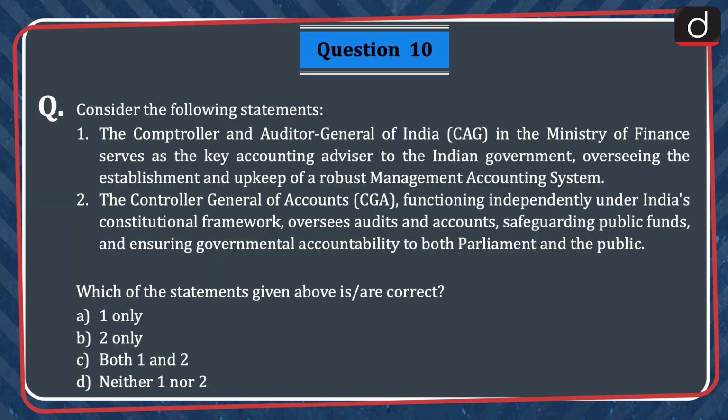Last question is consider the following statements. 1. The Comptroller and Auditor-General of India in the Ministry of Finance serves as the key accounting advisor to the Indian government, overseeing the establishment and upkeep of a robust management accounting system. 2. The Comptroller General of Accounts, functioning independently under India's constitutional framework, oversees audits and accounts, safeguarding public funds and ensuring governmental accountability to both Parliament and the public. Which of the statements given above is or are correct? 1 only, 2 only, both 1 and 2, or neither 1 nor 2? The correct answer is option D, neither 1 nor 2.